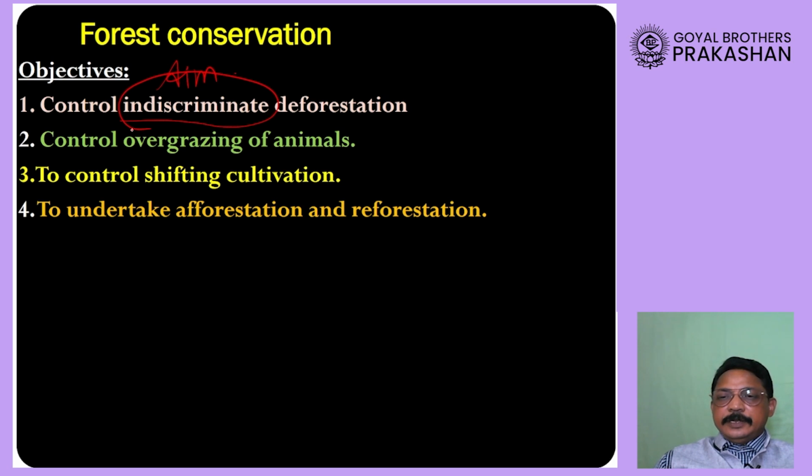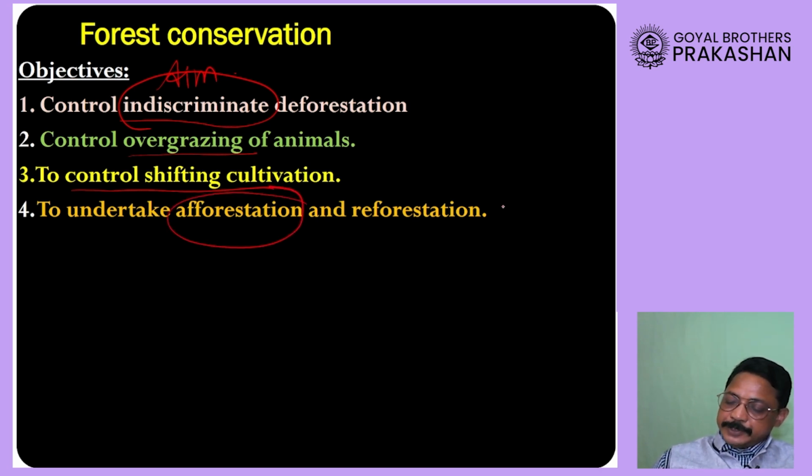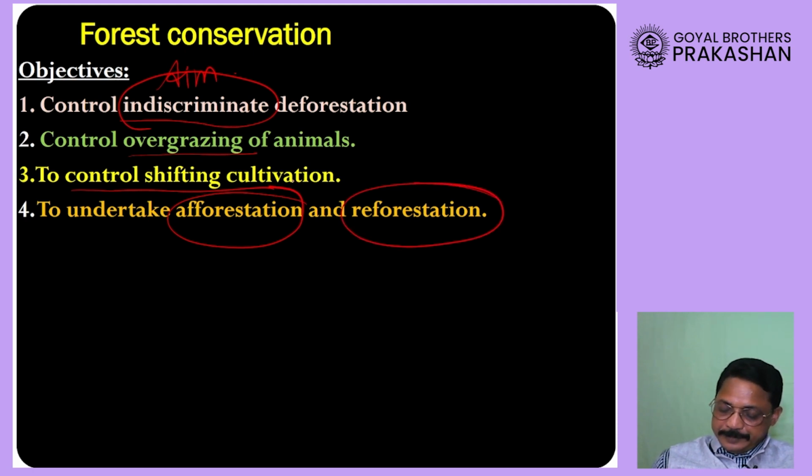The meaning of the word indiscriminate is cutting which is done without thinking. Simply, they keep on cutting. So the government wants to put a control over that. Second, the government also wants to control overgrazing. The government wants to put a ban on shifting cultivation. And the government also wants to take steps to carry out afforestation and reforestation.